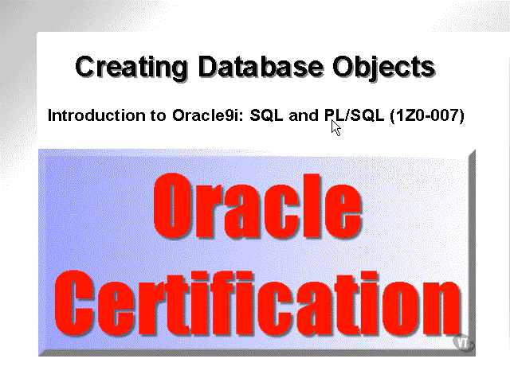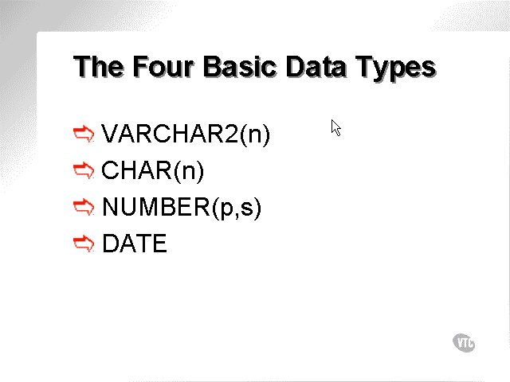Creating database objects. Let's start with simple data types. There are four very basic data types, namely varchar2, the n implies a number of characters, the maximum is 4,000. Varchar2 is a variable or non-fixed length string variable.